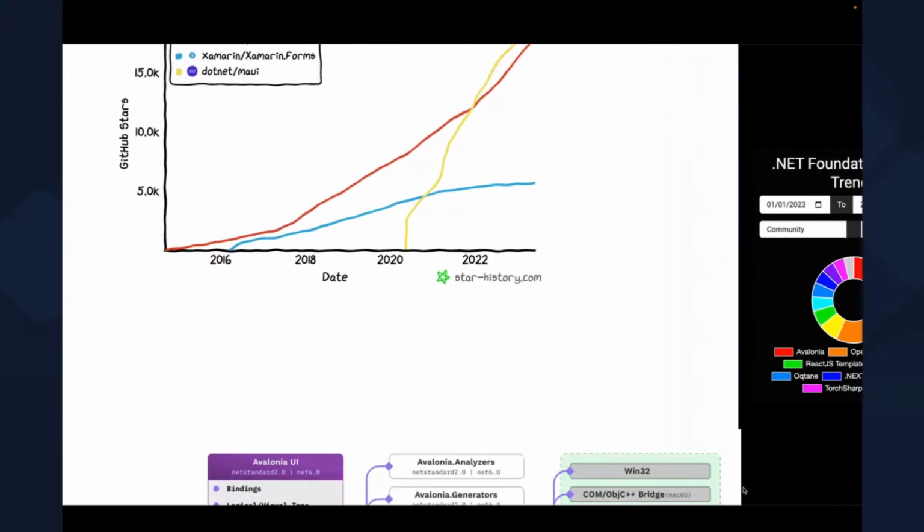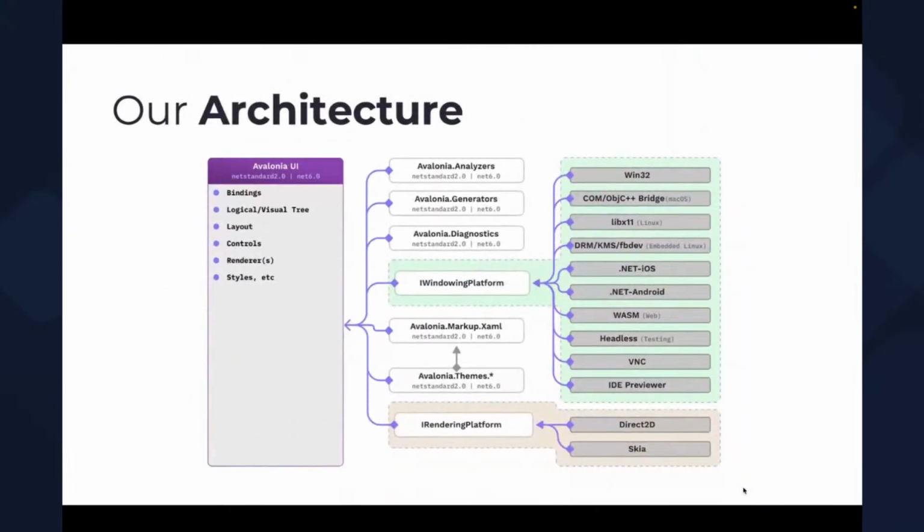Good. So let's talk about architecture and how we work. Why are we different? This is a diagram that I updated a couple of weeks ago for V11. The magic is really over here in this green section. It's the windowing platform.